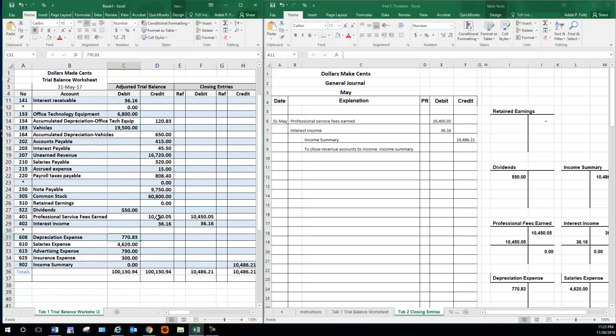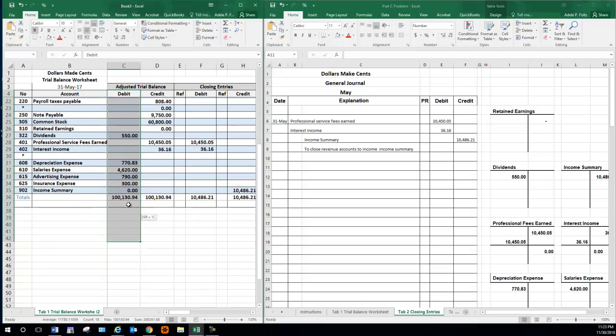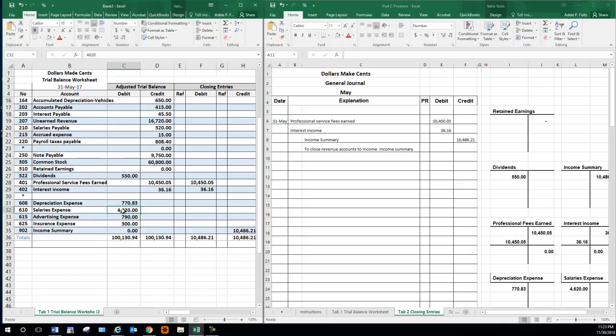So what we know about our expenses is they have a balance over here in the debit column, right? They're on the debit side. All right. So we have depreciation expense, salaries expense, advertising expense, insurance expense, and, well, that's our income summary. That's not an expense. So we have 4 expenses that we need to close. We need to close them to 0.